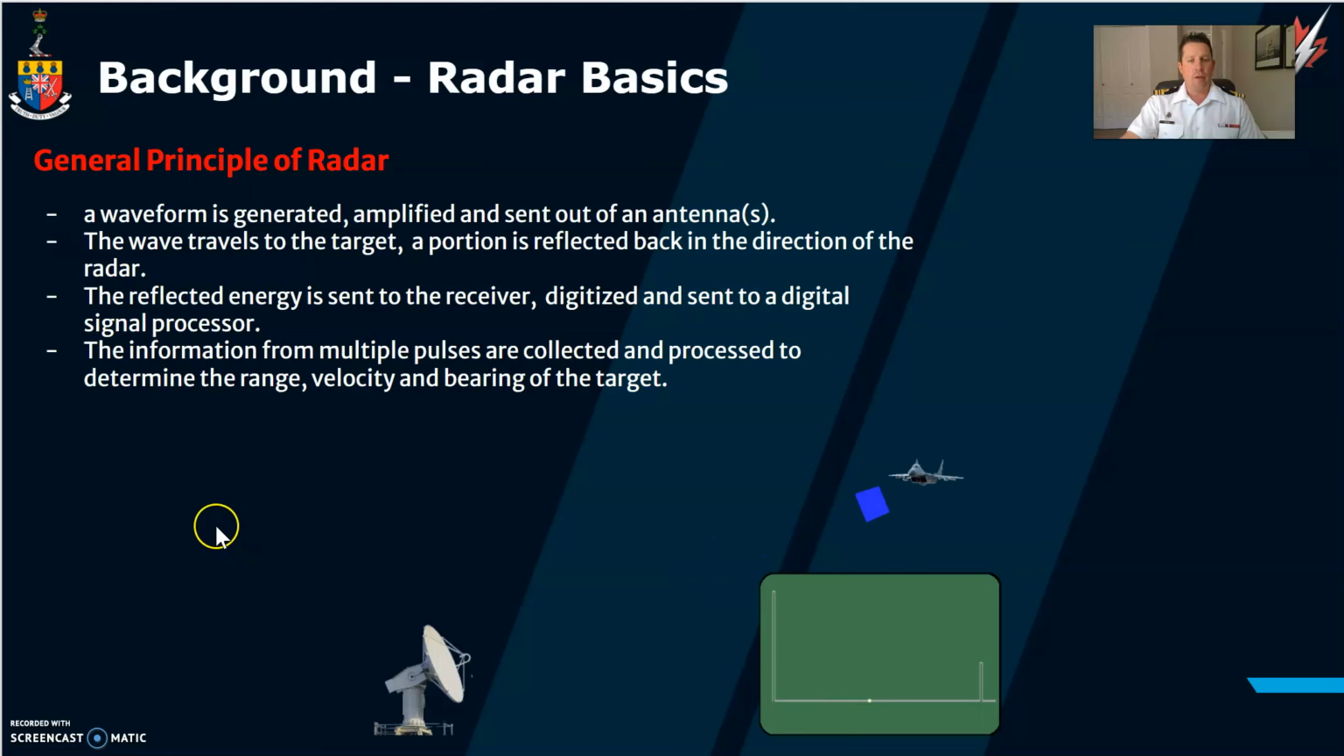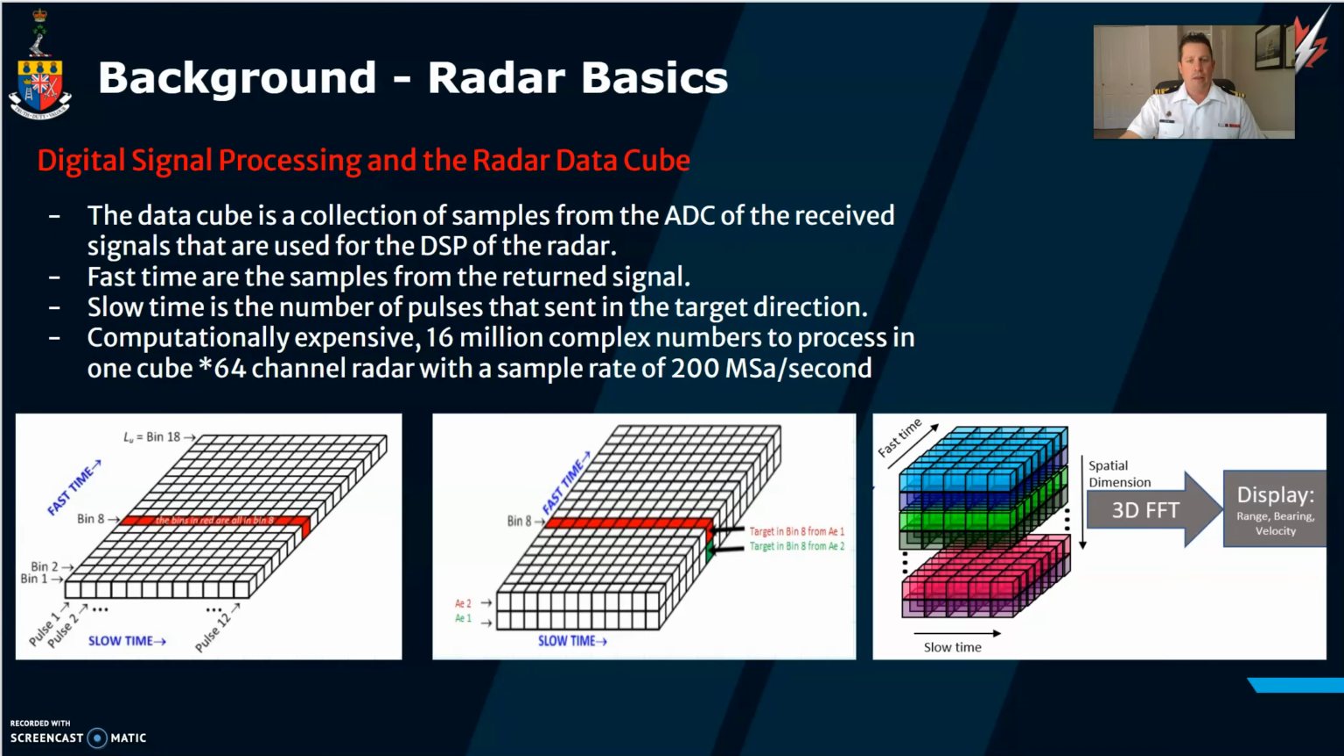One thing I will note is that digital radars perform their signal processing on a number of pulses. So it sends out a number of waveforms, receives all that energy, and then performs processing on those. As I alluded to, that processing usually is performed on what we call the radar data cube. The data cube is a collection of samples that the ADC creates from the return energy.